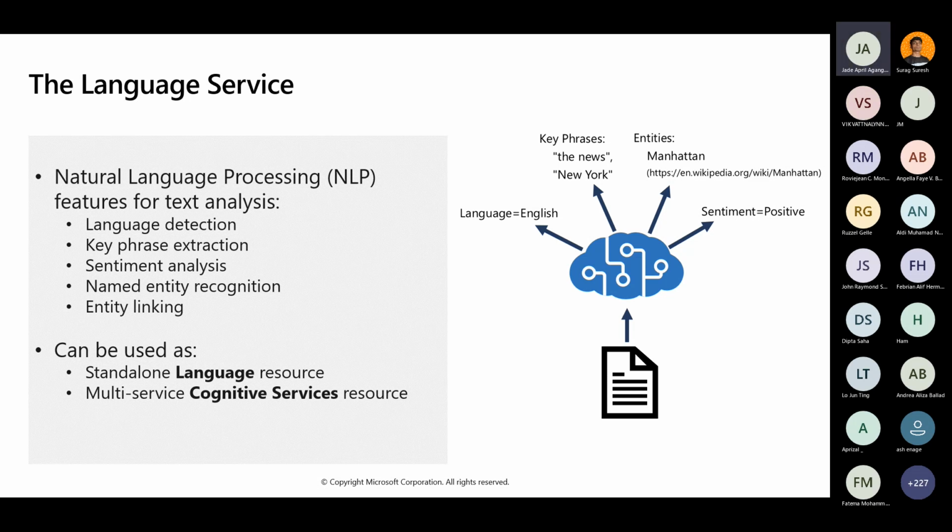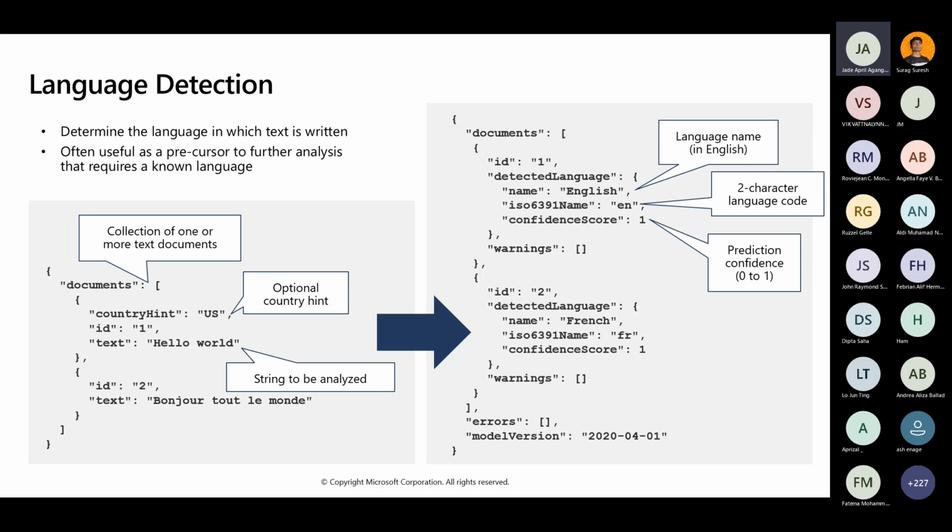Moving forward, in language detection, for example, it's going to detect the language in which the text is written. For example, is the text written in English, or does the text need to be translated? So those are examples in language detection. It often requires further analysis that requires a known language.